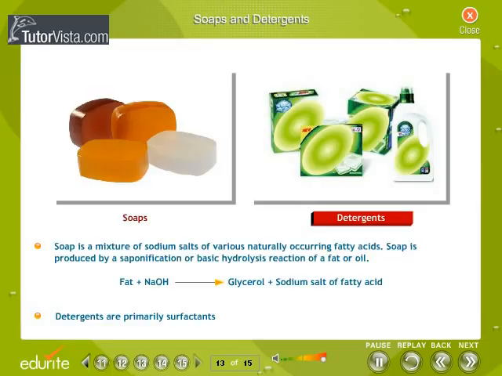Detergents are similar to soap, but they are less likely to form films and soap scum, and are not affected by the presence of minerals in water, hard water.